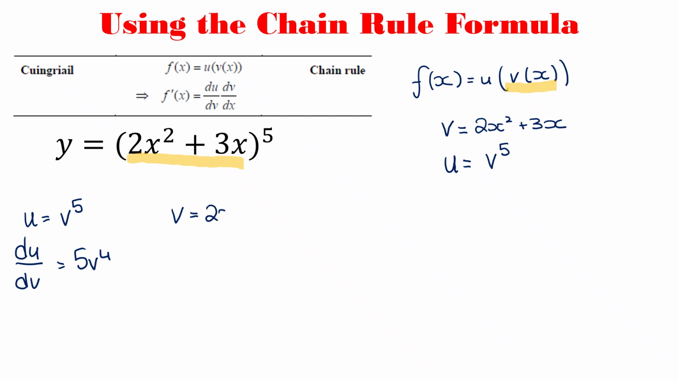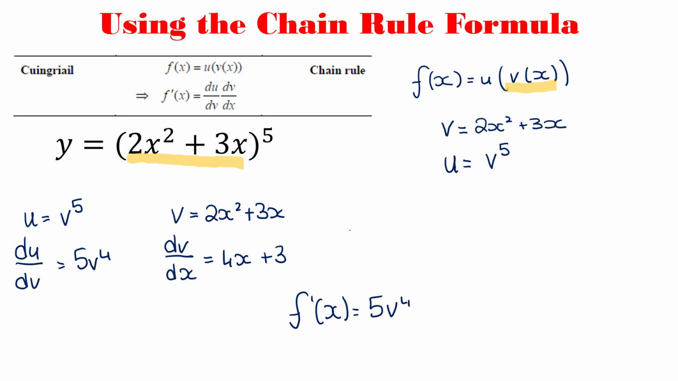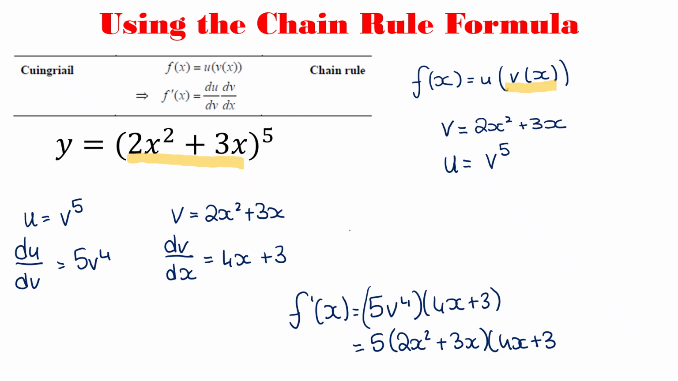Our v is 2x squared plus 3x. This formula tells us to find dv dx, so differentiate v with respect to x, and that gives me 4x plus 3. And then the final answer for the derivative is going to be du dv, which is 5v to the power of 4, times dv dx, which is 4x plus 3. And then we're subbing in for our v. So that is 5 times 2x squared plus 3x, to the power of 4, times 4x plus 3.